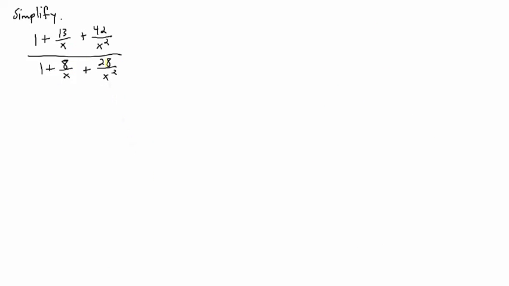So you can imagine here you've got the same game plan. We need a single fraction on top. We need a single fraction on bottom. So there's going to be a lot of side work here. So let's go off to the side and get busy. I'm going to work on the top first, which is 1. So I'll write that as 1 over 1 and leave a space. Plus 13 over x, leave a space. Plus 42 over x squared.